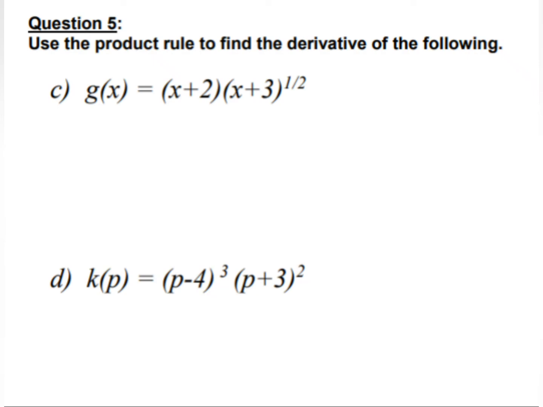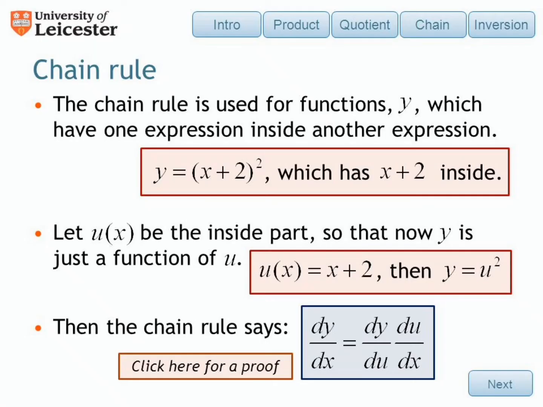Let's now look at the chain rule. The chain rule is used to solve a polynomial in a bracket with a power. So we treat the polynomial inside the bracket as u or a letter. In this example, the inside bracket is x plus 2. So we let u equals x plus 2. Then y will be u squared. So we now have two equations: u in terms of x and y in terms of u.